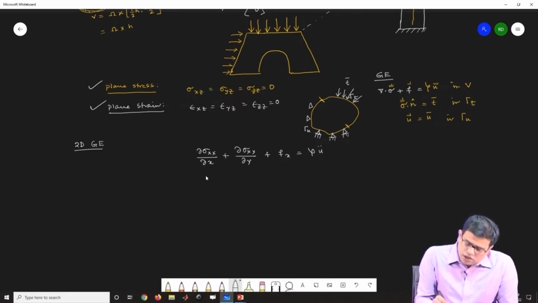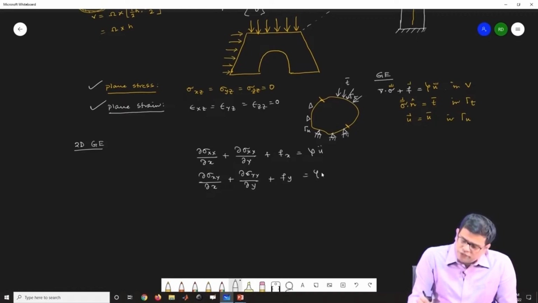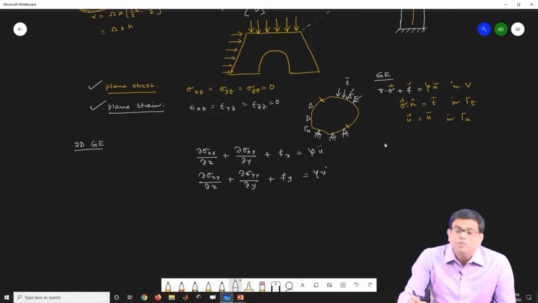So now the second equation again will have ∂σxy/∂x plus ∂σyy/∂y plus fy equals ρ v double dot. So this is my basic differential equation, and then the boundary condition again, σ·n, that is your Tx. Let me define it as Tx.